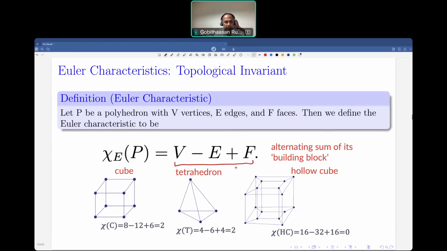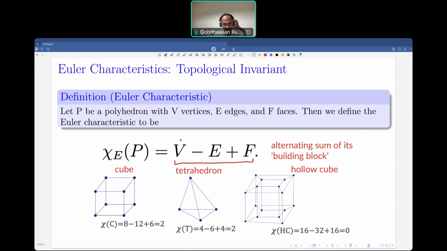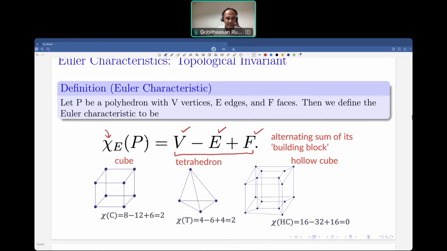How can I make a polyhedron? I can make a polyhedron with vertices, using edges and faces. Okay, faces mean all the closed ones. If it is closed, we call it a face. Now, this notation represents the Euler characteristic, the Greek notation. For a given polyhedron, it is the alternating sum, which means plus minus plus, of the building blocks.